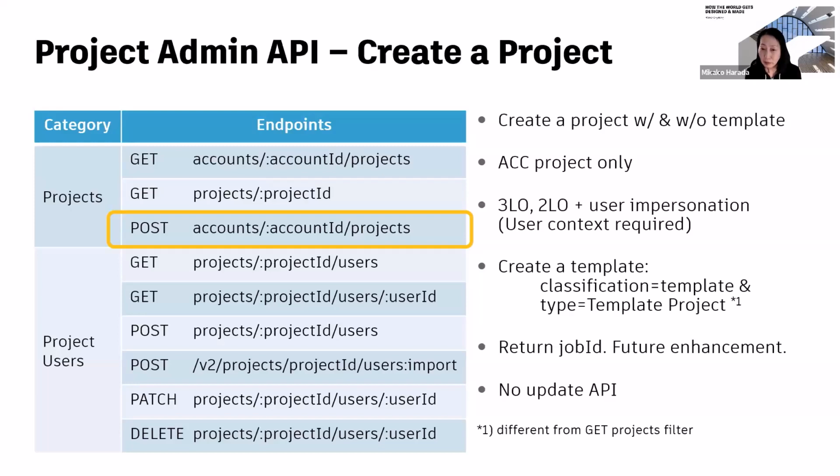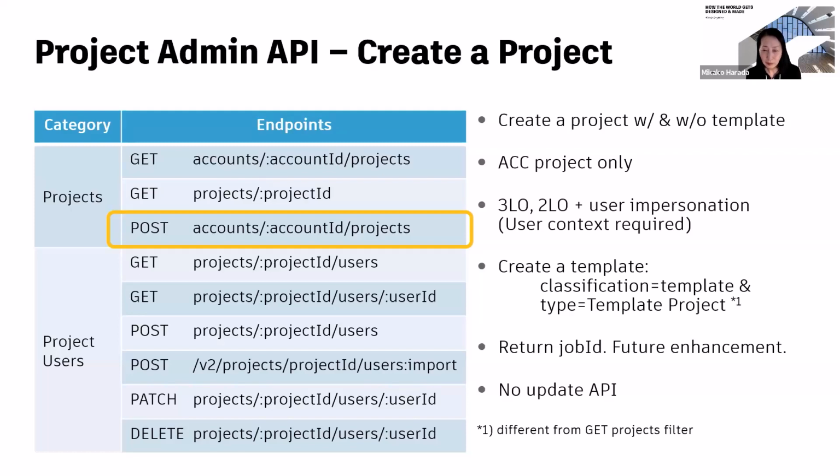And to create a template, you can use classification equal template and type equal template project. So be aware that this behavior is slightly different from get, and this is one of the confusing things if you are only adapting get to use in post.